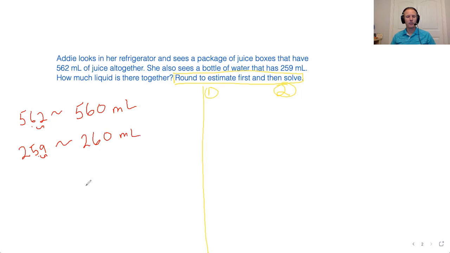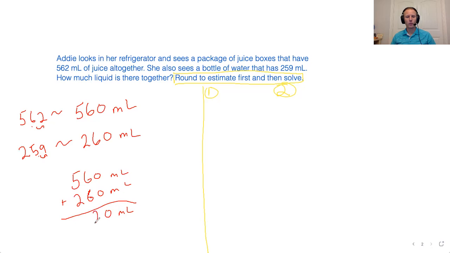Now I need to add these two things together. 560 milliliters plus 260 milliliters. Sorry, my 6 looks like a 0 there. Okay, 0 plus 0, that's 0. 6 plus 6 is 12. Or actually, this more accurately is 60 plus 60 is 120.